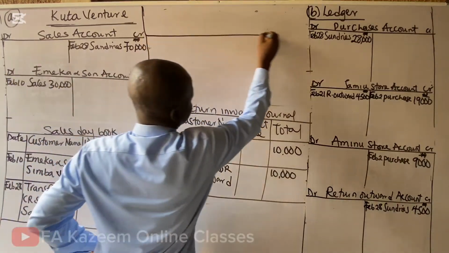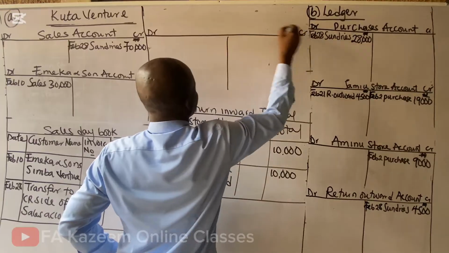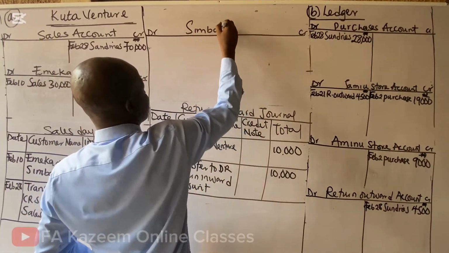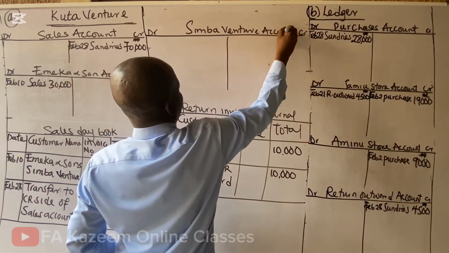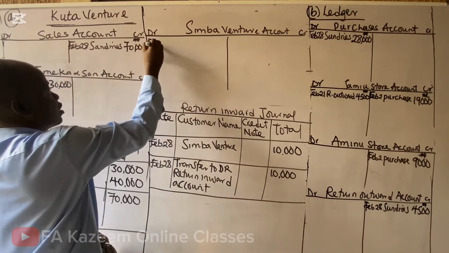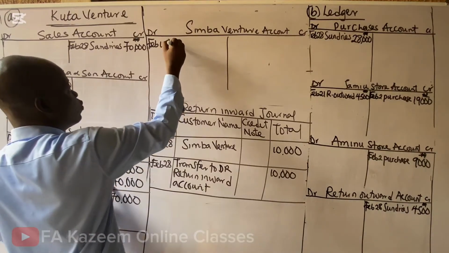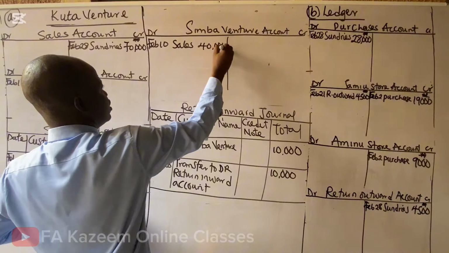We also have Simba Venture account. Now let's look at it. How much goods to Simba? February 10, 40,000 goods were sold to Simba. Your particular will be sales, 40,000 naira.